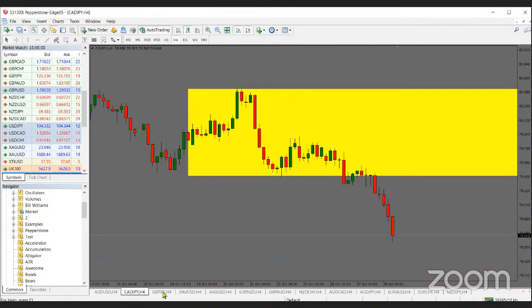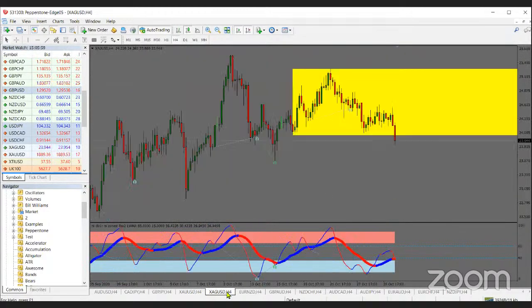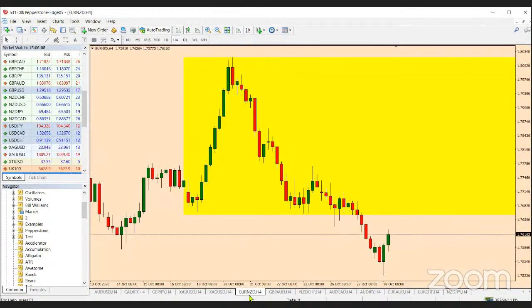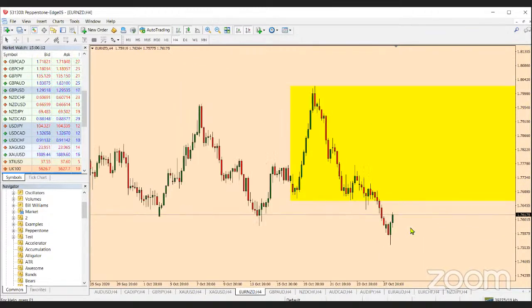See, that was the only trade that triggered yesterday. Pound Yen, not so much. I think silver might possibly be setting up again. I'm waiting for that retest in silver and gold. And Euro Pound, I'm also waiting for a retest.